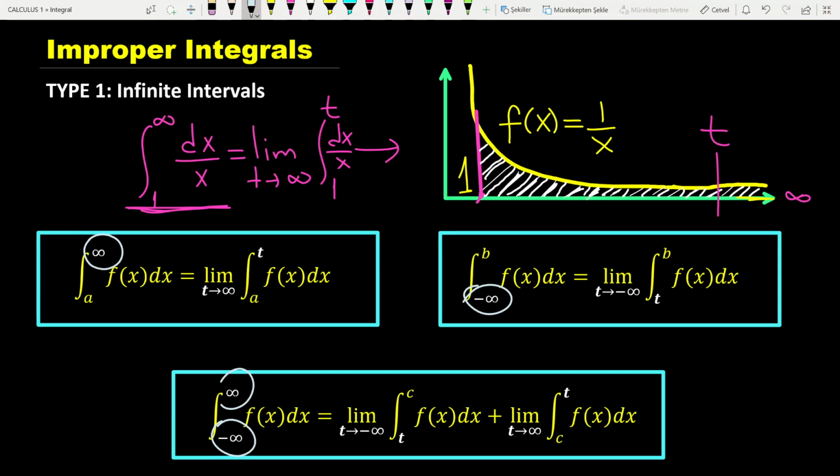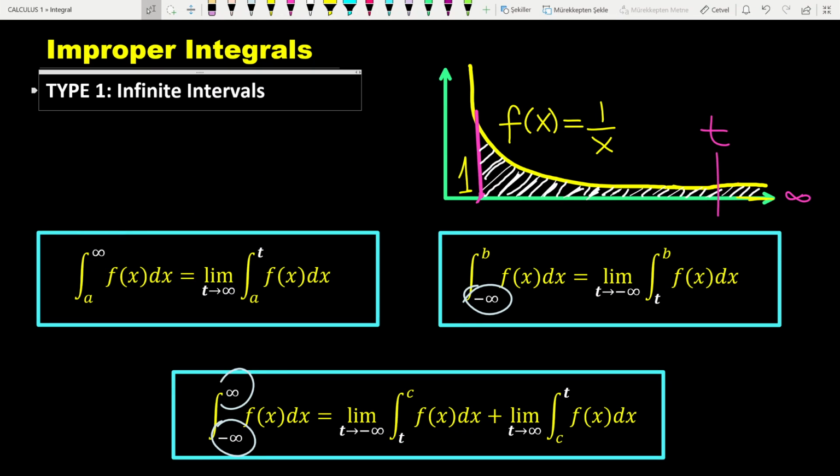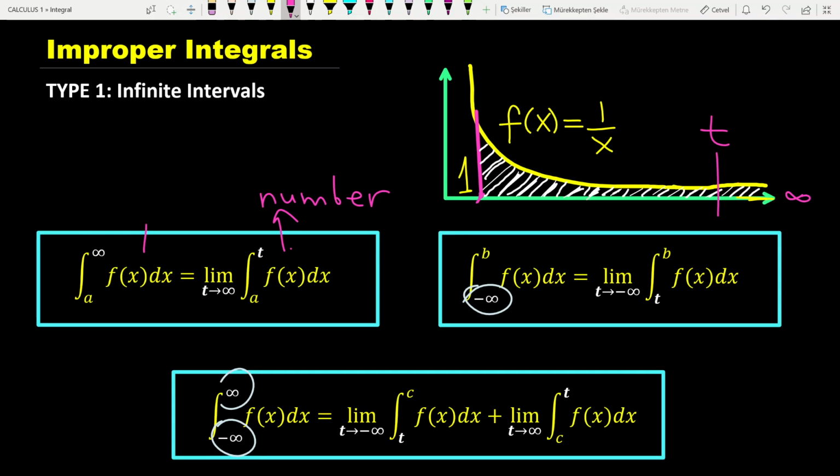Therefore, we cannot use infinity as an actual limit of integration as we did in fundamental theorem of calculus part 2. We make the limit of integration a number, in this case t, and we take the limit as that goes to infinity or minus infinity, according to the question. If the answer of this limit is a number, then the given improper integral is called convergent. If it is infinity or minus infinity, this improper integral is called divergent.